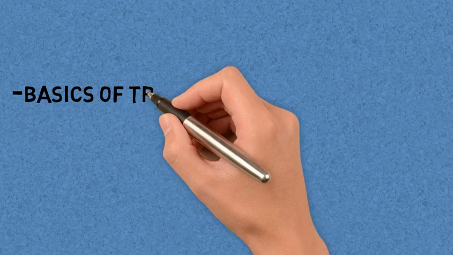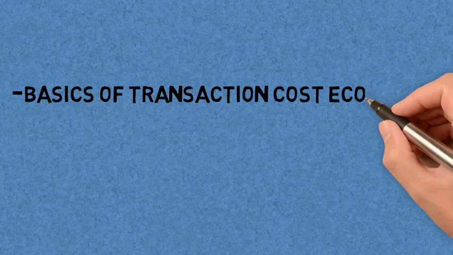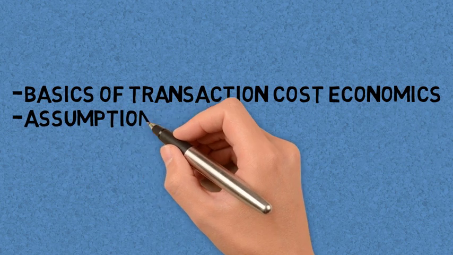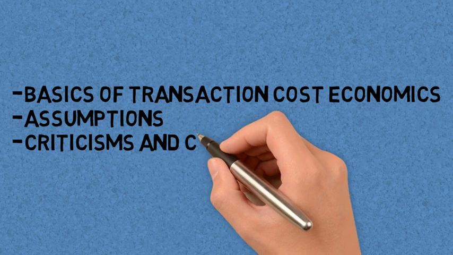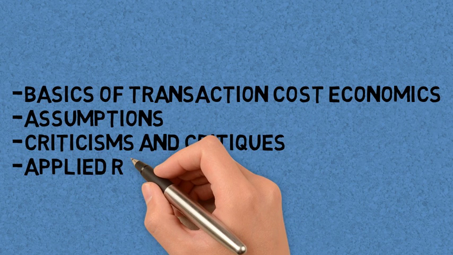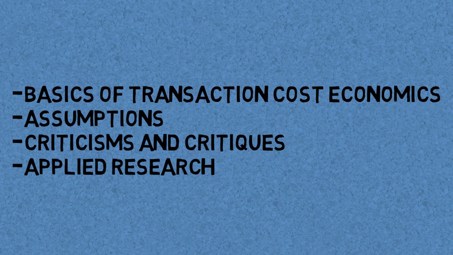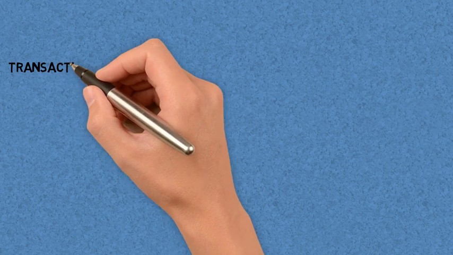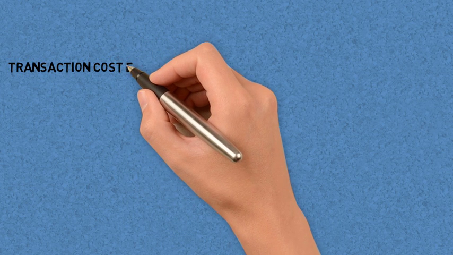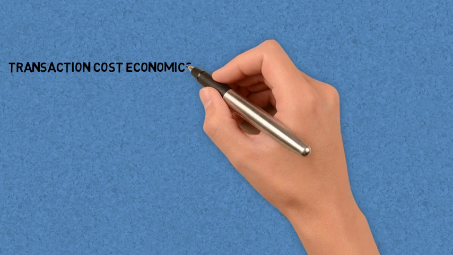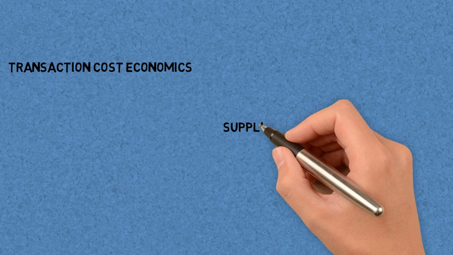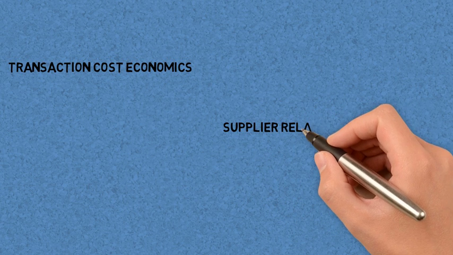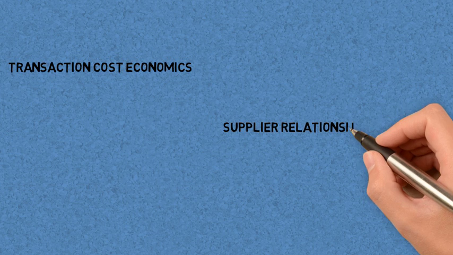In this presentation, I will use seminal research to define the basics of transaction cost economics, describe specific assumptions of the theory, discuss some of the criticisms and critiques of this theory, and then discuss applied research. Transaction cost economics is a frequently used theory in supply chain management, but particularly popular in supplier relationship management research, where we focus on transactions between buyers and suppliers.